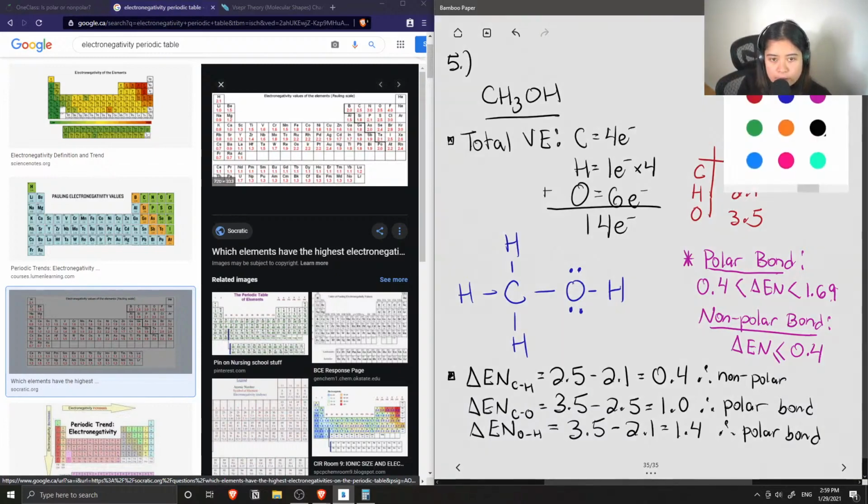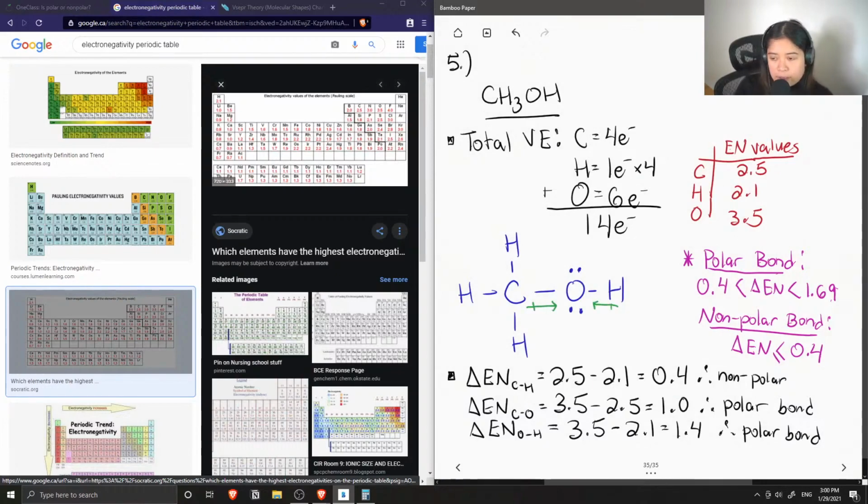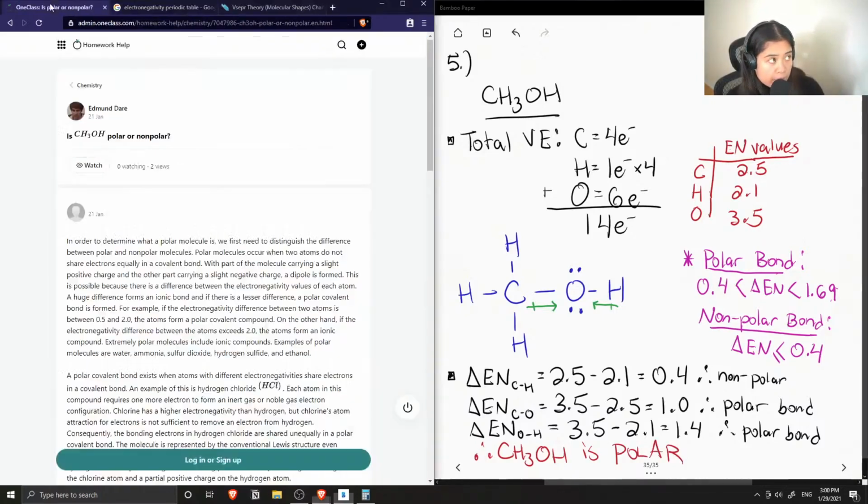So now, if we were to write dipole moments in this molecule, we'll have them pointing towards the oxygen like this. So since these dipole moments aren't able to cancel each other out, then we can say that methanol is a polar molecule. So this means it's able to dissolve in water if they were both in solution.